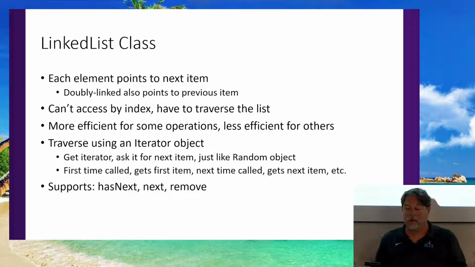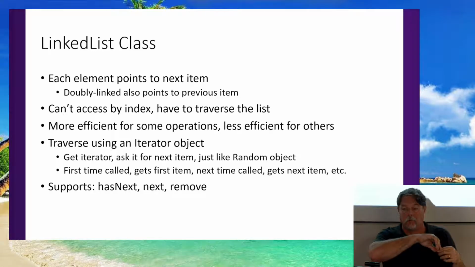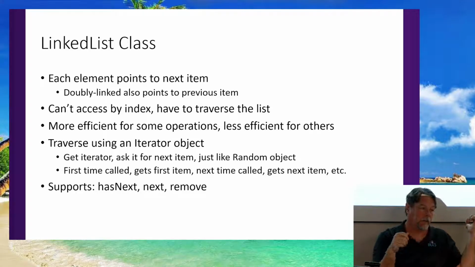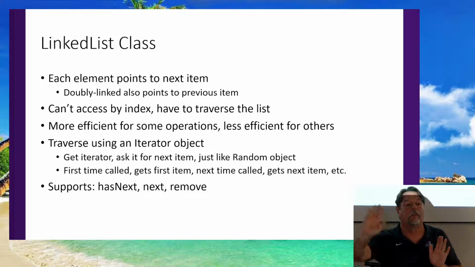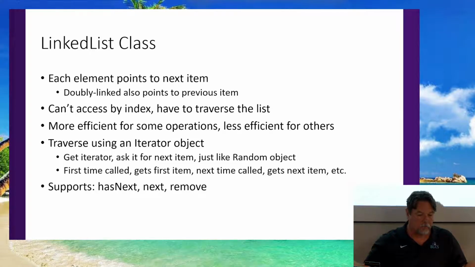Often this is implemented as a doubly linked list, so it wouldn't just have one, which we would call a forward linked list, it would have two. It would have one pointing to the next element in the list and one pointing to the previous element in the list. And as you might guess, for the first element in the list, the previous element is null. For the last element in the list, the next element is null. And that indicates where the chain ends.